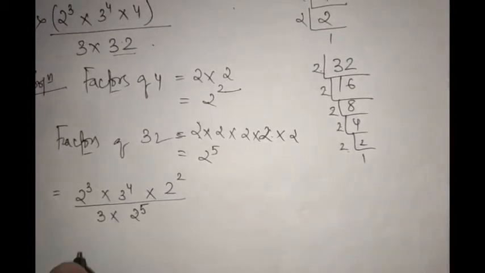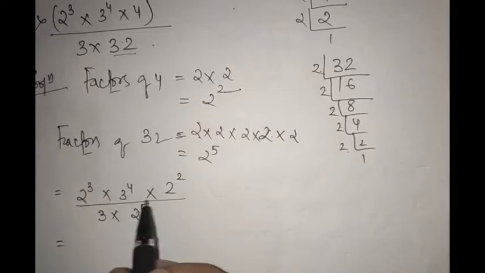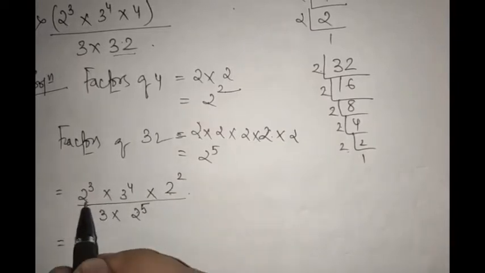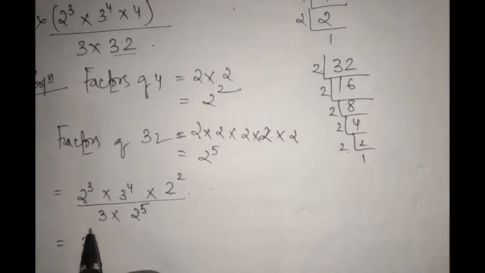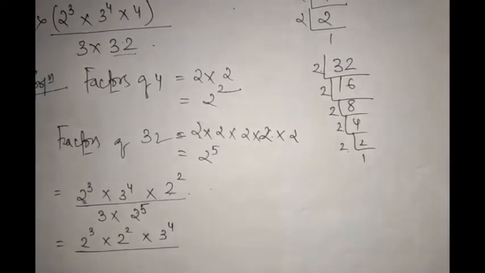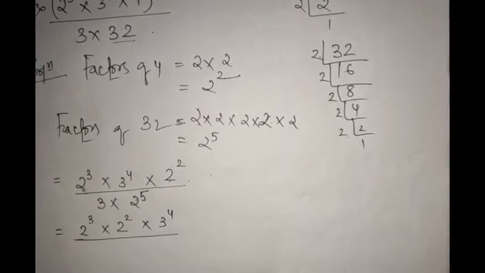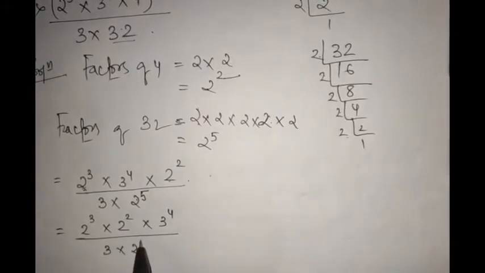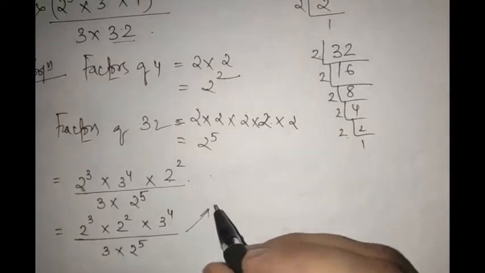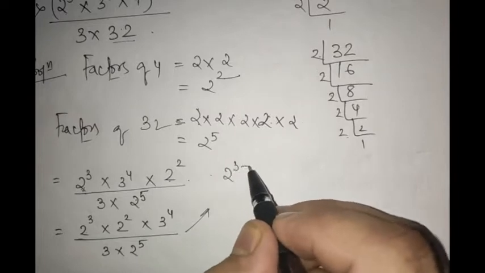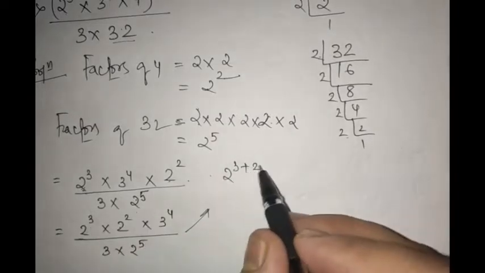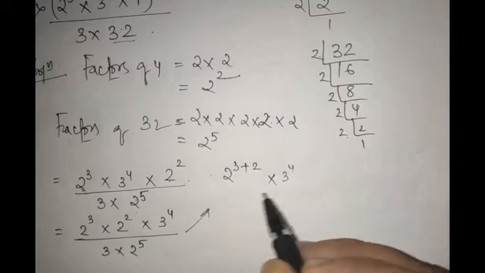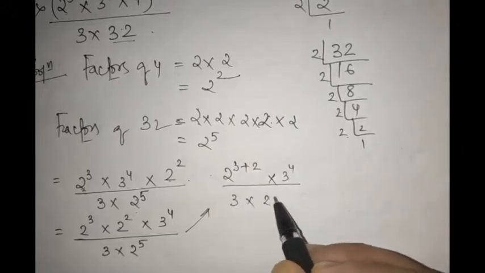Okay, so now what you can do, you have the same base here, 2 cube and 2 square. So bring this 2 together and write this 3 to the power 4 on the other hand. Similarly write 3 into 2 to the power 5. So now you have the same base here. If you have the same base, what will happen to the powers? The powers are going to get added. So this 3 plus 2 will become, okay, like this, into 3 to the power 4 divided by 3 into 2 to the power 5.